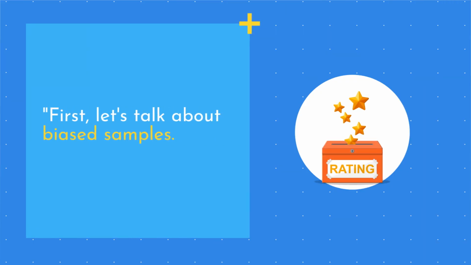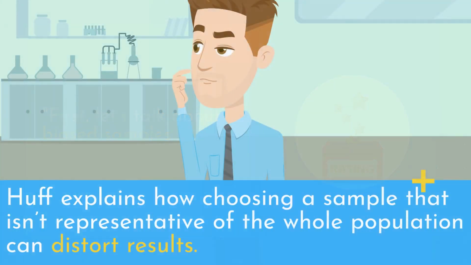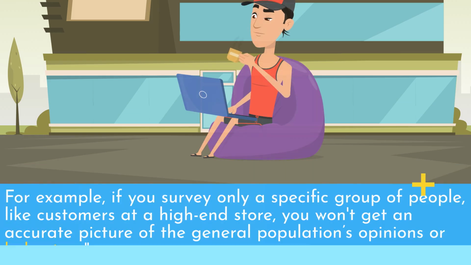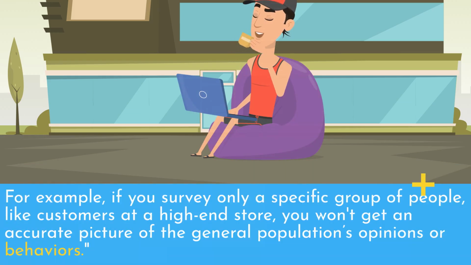First, let's talk about biased samples. Huff explains how choosing a sample that isn't representative of the whole population can distort results. For example, if you survey only a specific group of people, like customers at a high-end store, you won't get an accurate picture of the general population's opinions or behaviors.